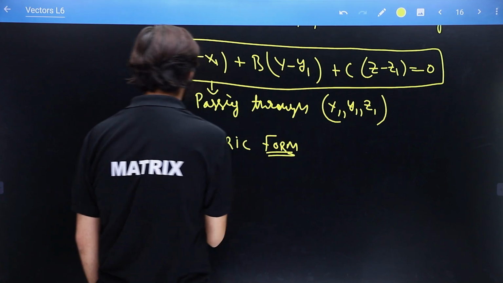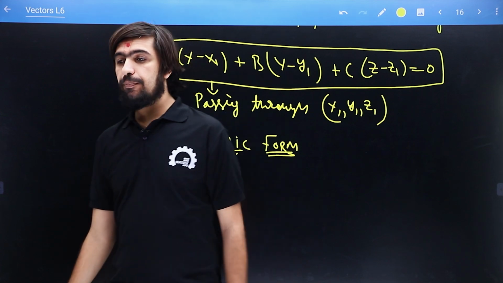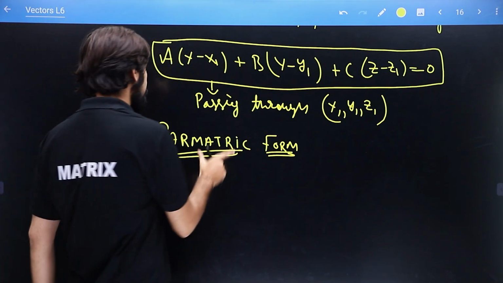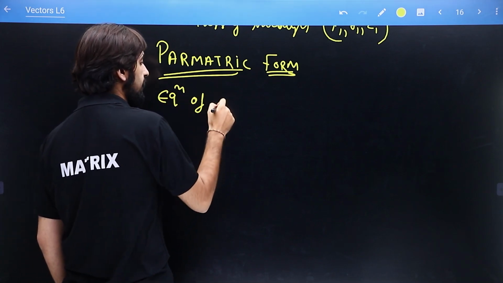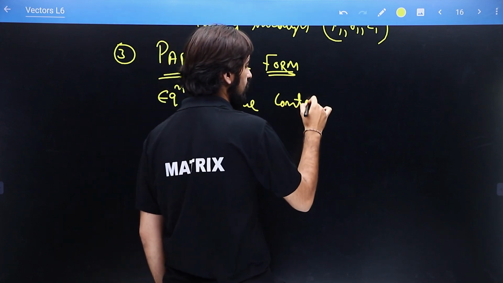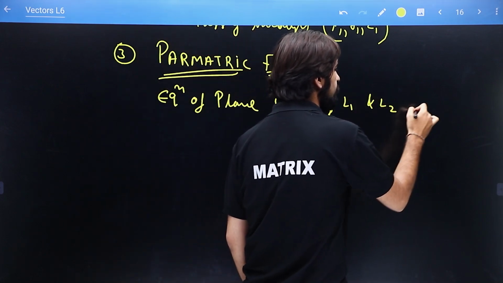Parametric form. What is parametric form? In this type, the equation of the plane is not given. In this case, the equation of the plane containing lines L1 and L2 is given by the following.